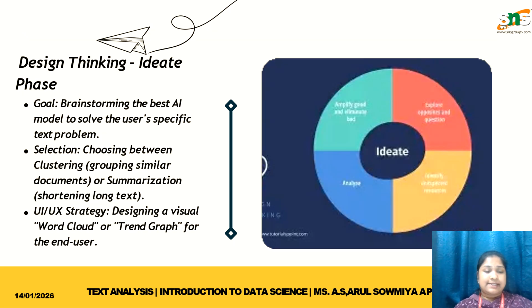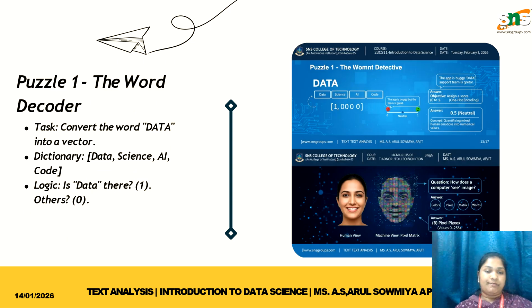So the next phase is the ideate phase. Here we are going to see the goal, selection, and UI UX strategy. In goal, we brainstorm the best AI model to solve the user specific text problem, and we select clustering of documents, and then last we design a visual word cloud or a trend graph for the end users.